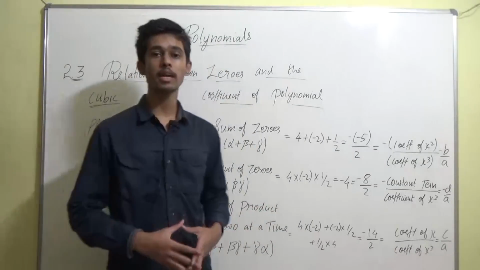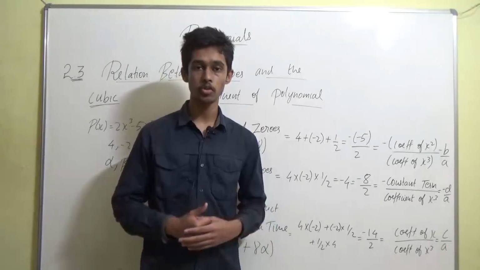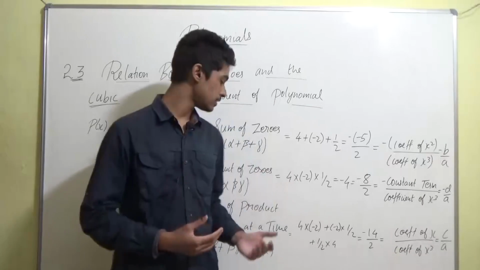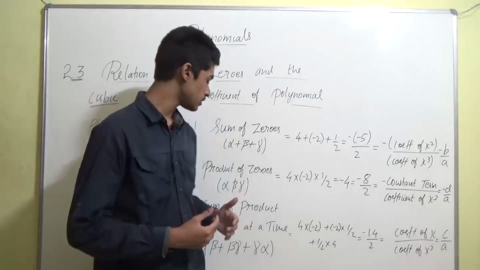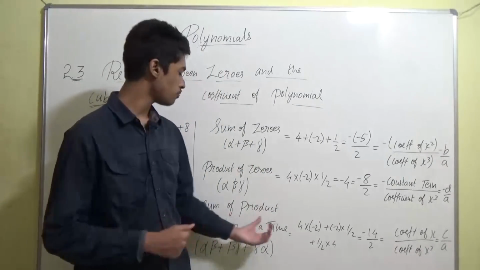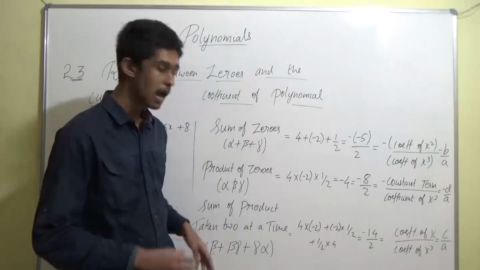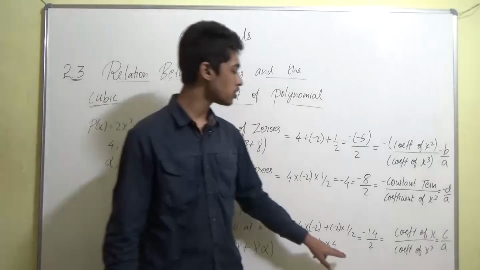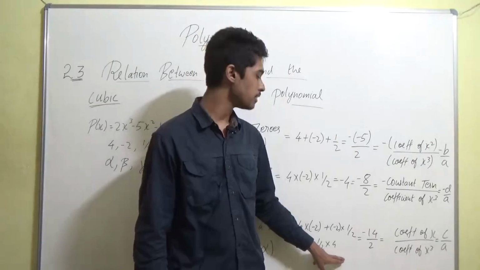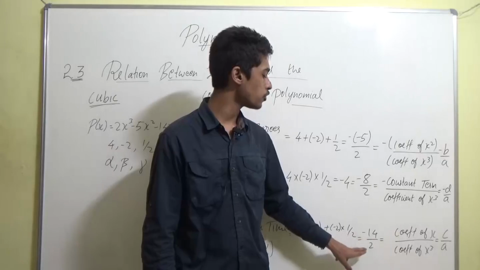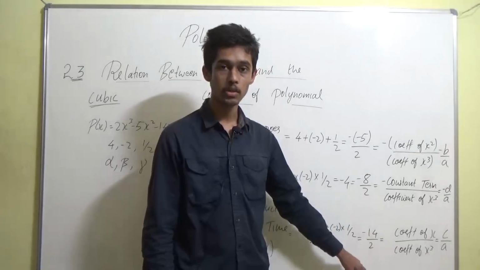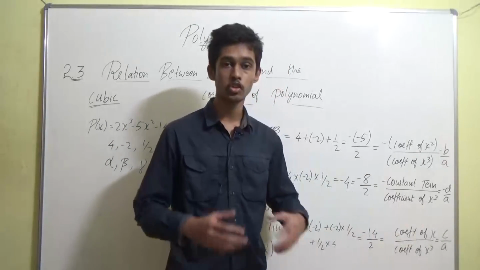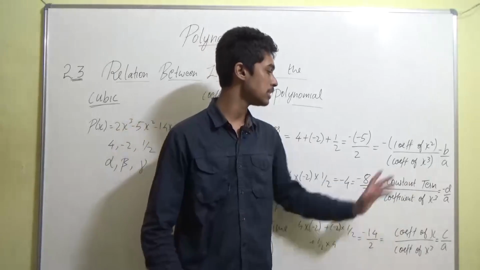Now there's one more thing apart from sum of zeros and product of zeros, that is sum of product of zeros taken 2 at a time, that is alpha beta plus beta gamma plus gamma alpha. If you solve these numbers, you will get that it is equal to minus 14 by 2, which is equal to coefficient of x by coefficient of x cube, which is equal to c by a.